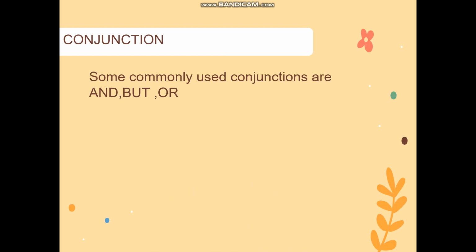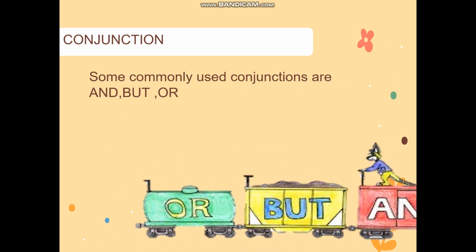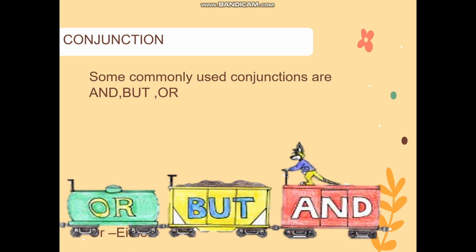Some of the commonly used conjunctions are and, but and or. Now what does or mean? Or means either. When we have an option, I can have this or that. तो हमारे पास जब ऑप्शन होता है या चॉइस होती है, then we use the conjunction or.